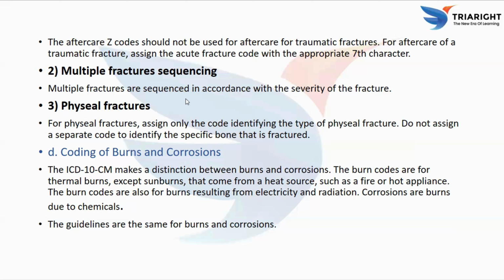The next guideline is multiple fracture sequencing. How do you code multiple fractures? When multiple fractures are present, you have to sequence the most severe fracture first. Severity is based upon whether the fracture is open or closed, whether the fracture is displaced versus non-displaced, whether there are any complications like non-union or malunion, and whether there is a need for surgery or not. For example, with an open femur fracture plus a closed wrist fracture, the femur fracture is coded first because it is the open one and more severe than the closed one.